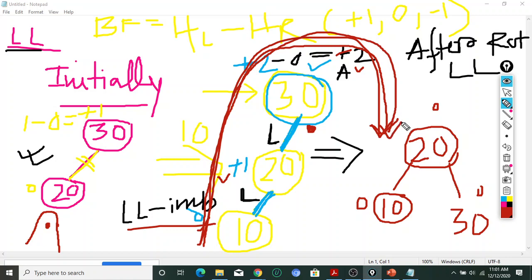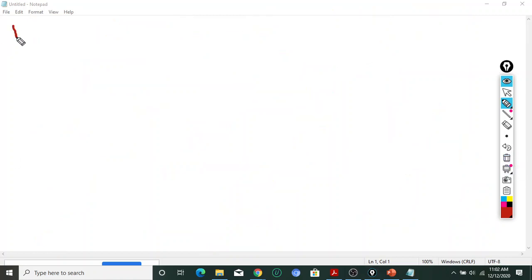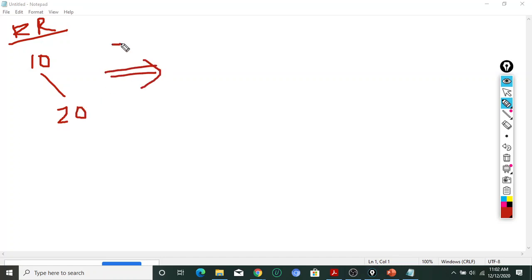Next I am going to discuss another rotation. There are 4 rotations, and next I am going to discuss RR rotation. Okay, RR rotation. What does it mean? This is also a single rotation. Suppose this is my initial condition: this is 10, and another one is, for example, 20. If I insert some node, for example 30, where will it be inserted?